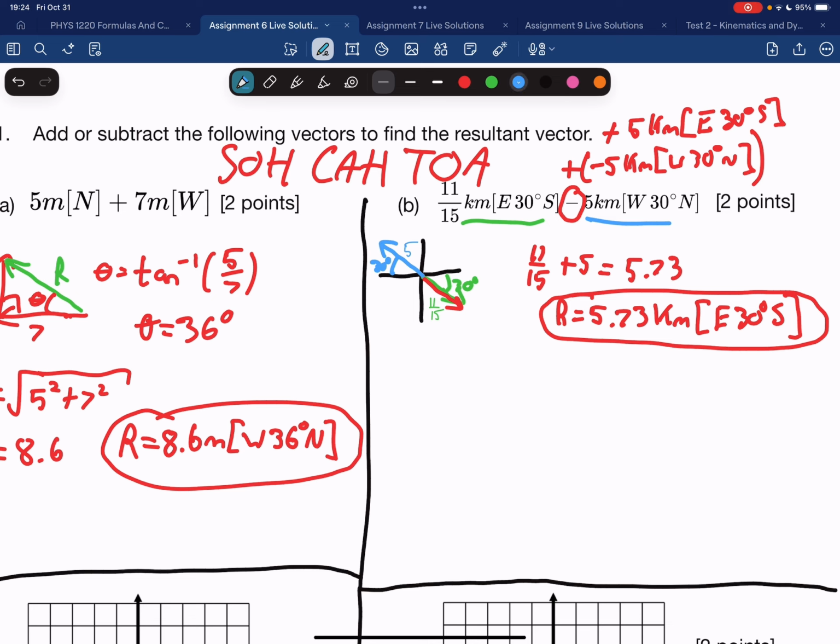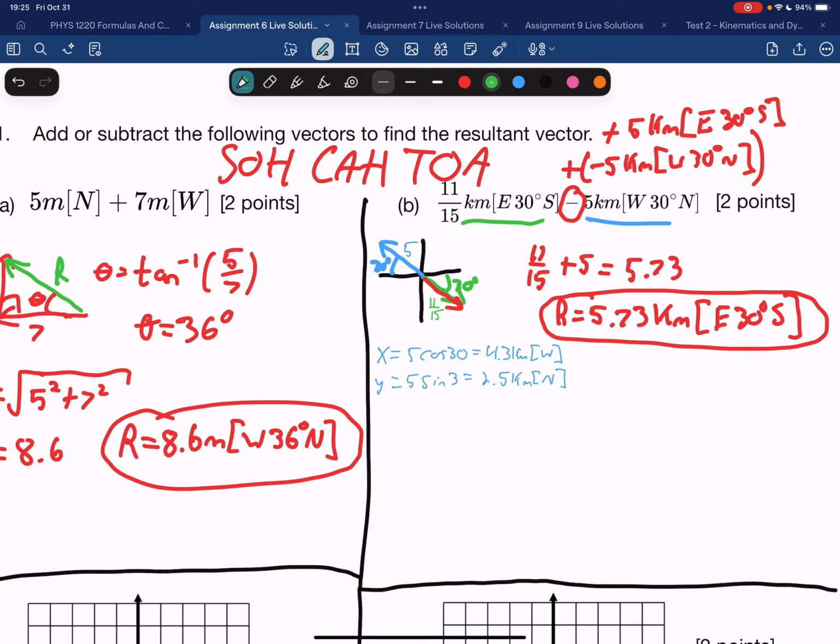Now, for the blue vector, our x component, just call it x in blue, so blue x, is going to be 5 times the cosine of 30, which is about 4.3 kilometers west. Very similarly for y, we use sine 30. This gives us 2.5 kilometers north.